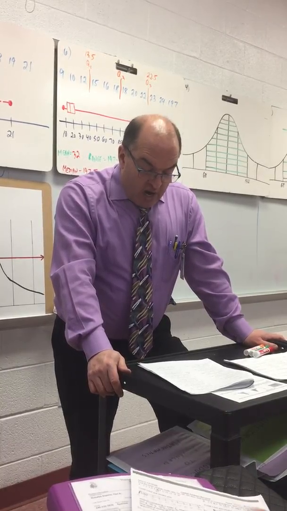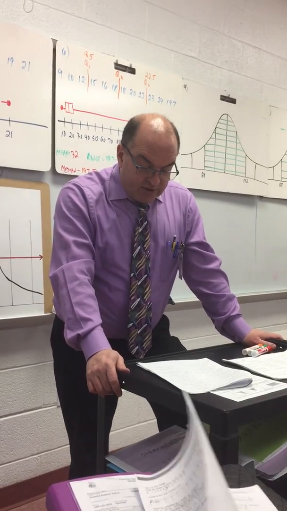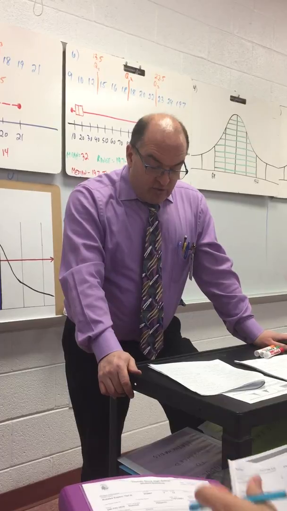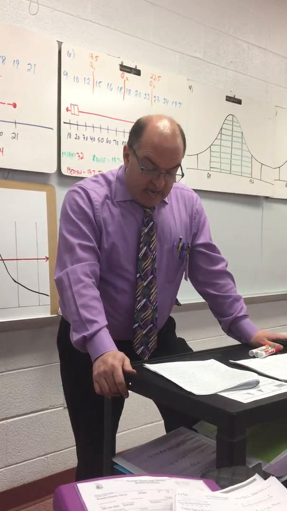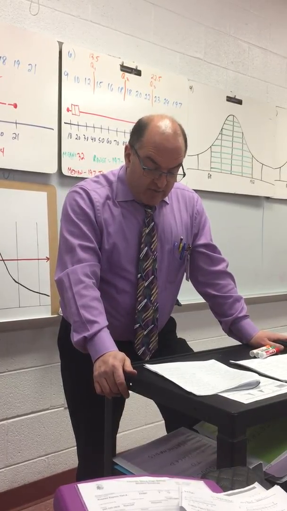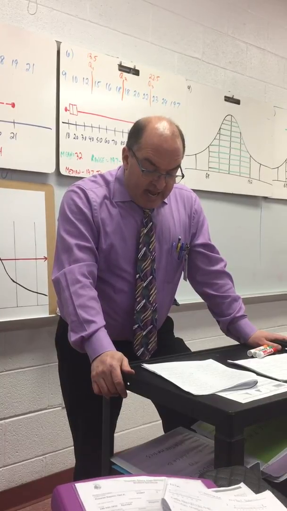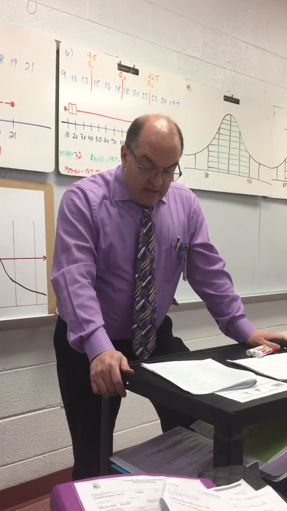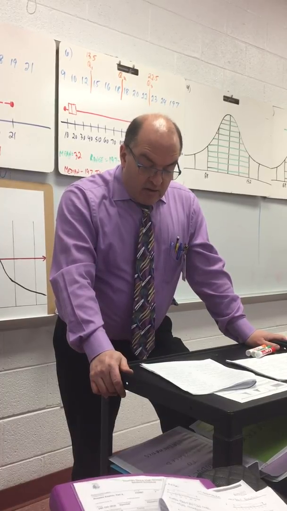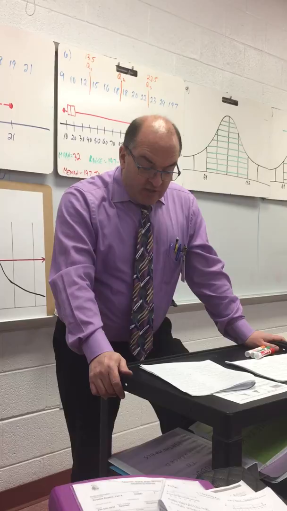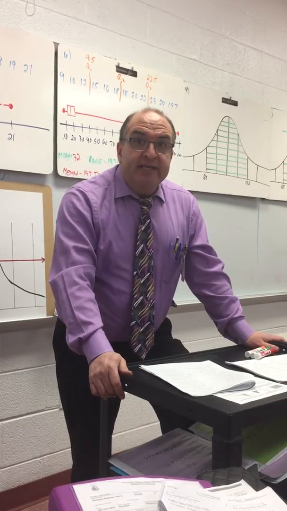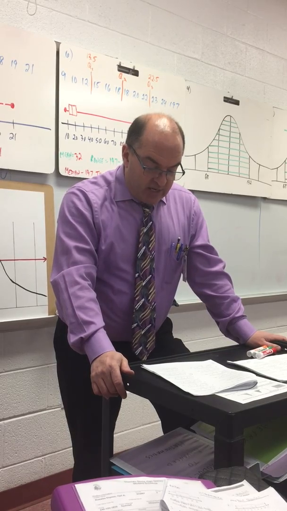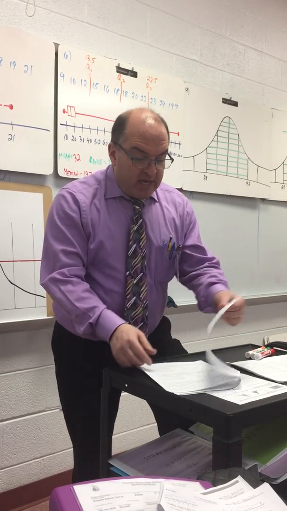Q1. What is your Q1? 13. Write it down. What is your Q2? 16. Write it down. What is your Q3? 18. Write it down. What is your max? 21. Write it down. What's your median? 16. What's your range? 9 is correct. How do you find the range? 21 minus 12. 21 minus 12 is 9. That's your range. Okay? Turn the page, please.